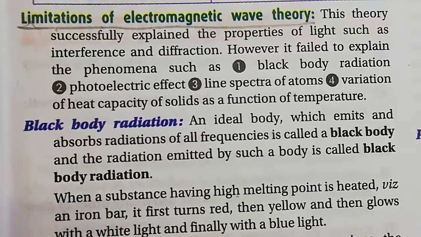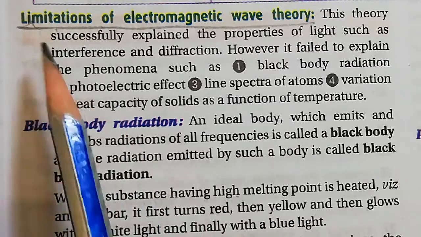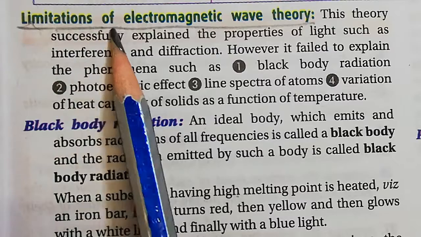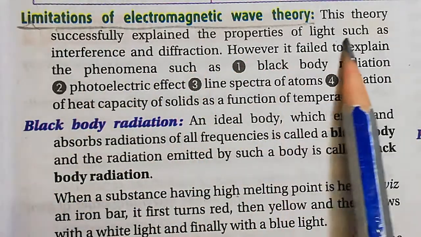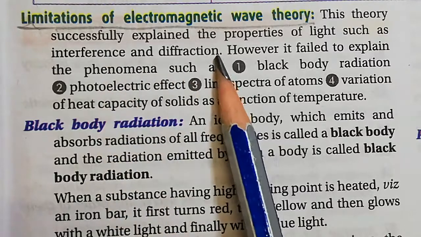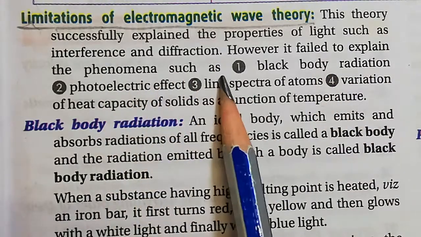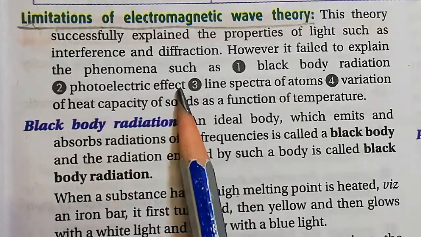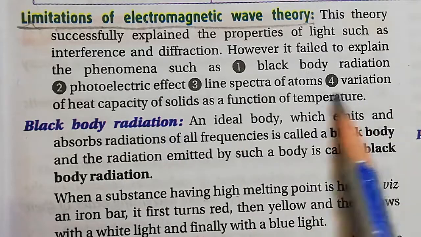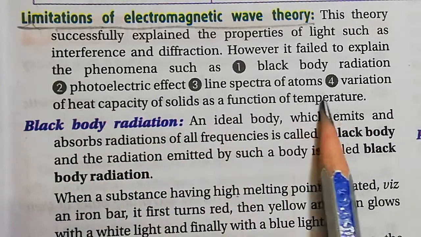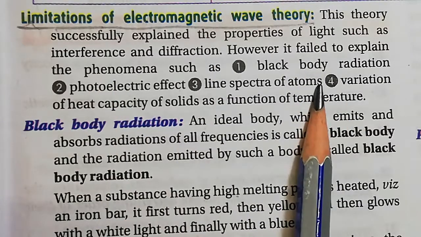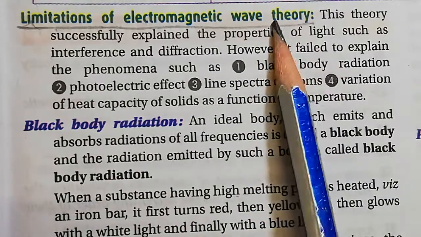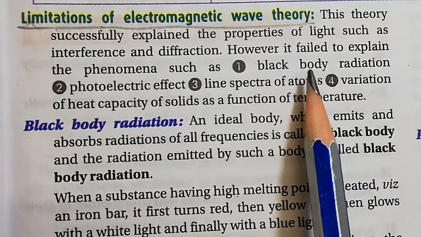In spite of having so many positive aspects of electromagnetic wave theory, there exist some limitations. So here we will study the limitations of electromagnetic wave theory. This theory successfully explained the properties of light such as interference and diffraction. However, it failed to explain phenomena such as black body radiation, photoelectric effect, line spectra of atoms, and variation of heat capacity of solids as a function of temperature. In these aspects, the electromagnetic wave theory is not sufficient and we need a better theory.